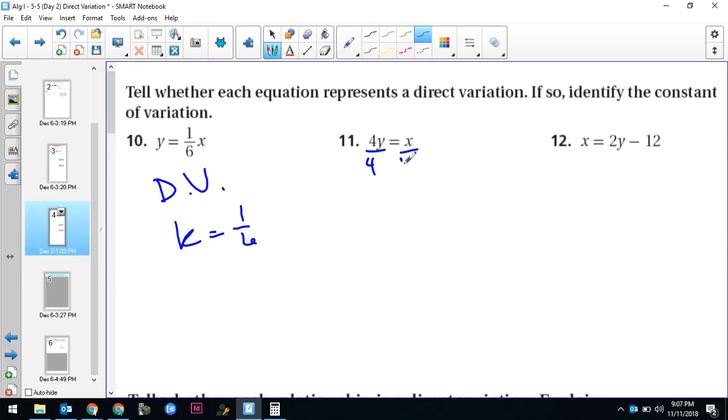Y is not alone. Divide by 4. So y is equal to what was in front of x? 1 was in front of x. 1/4 x. So yes, it is, with k value being 1/4. It is a direct variation.